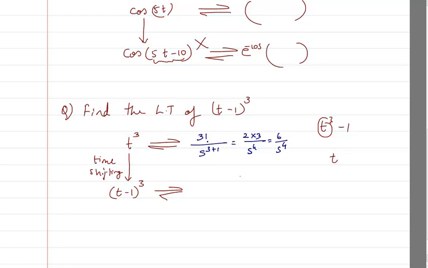Okay, in that case, after applying time shifting with minus 1, all I have to do is I will write this 6 divided by s raised to power 4 for this t cube, and then I will multiply it with e raised to power minus 1s. That's all. So we have directly got the answer.